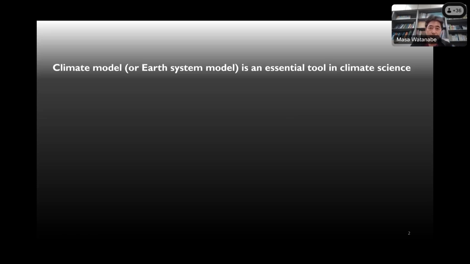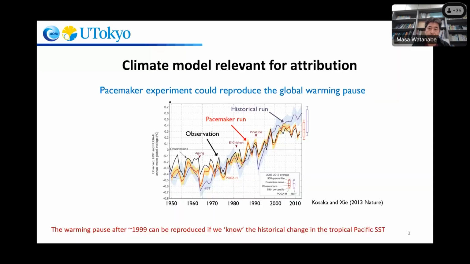Okay, I believe everyone could agree on the first bullet point, which says the climate model or our system model is an essential tool in climate science. And there are a bunch of good examples demonstrating this, but I just pick up two out of them.